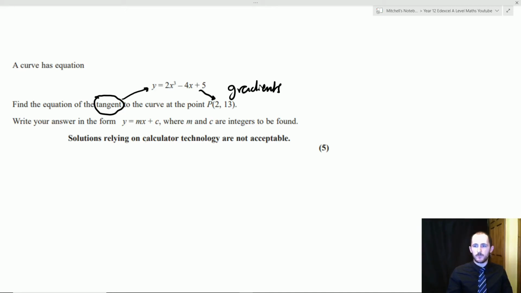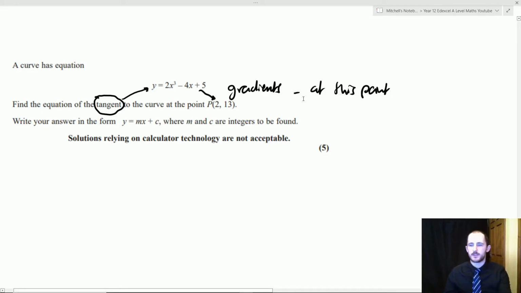Gradients equal at this point. Actually, you know what? Let's not be lazy and write that. Let's write it out properly. The gradients are going to be equal at this point.